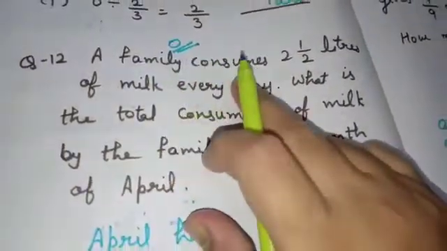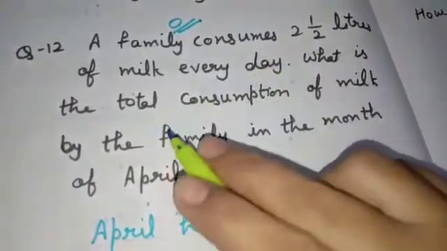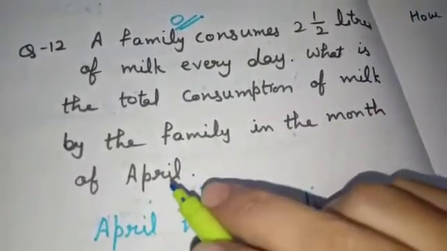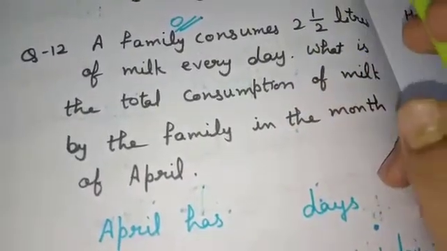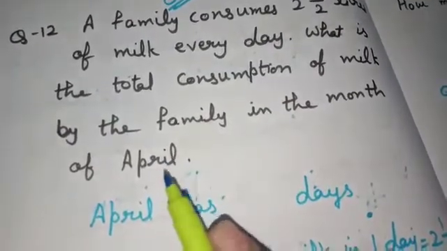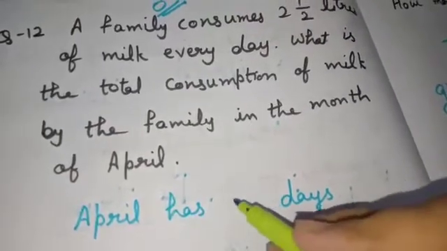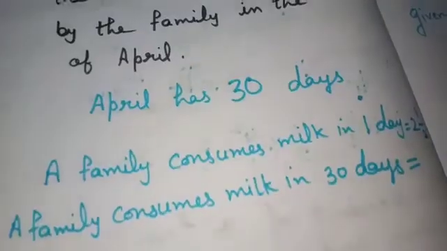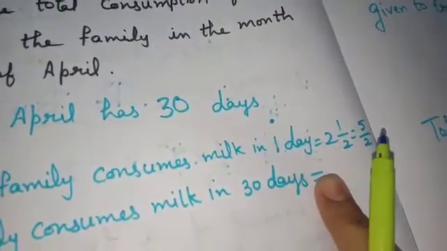A family consumes 1 by 2 liters of milk every day. What is the total consumption of milk by the family in the month of April? Okay, a family consumes this quantity of milk every day. Then first of all tell me, how many days does the month of April have? April has, tell me, yes, 30 days. So a family consumes milk in one day is 1 by 2 means 5 by 2 liter.